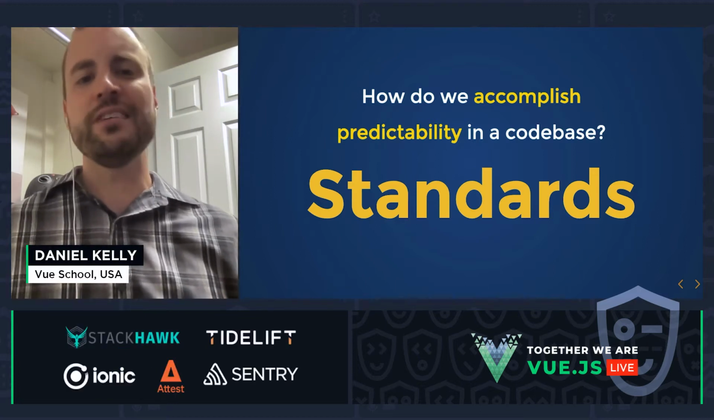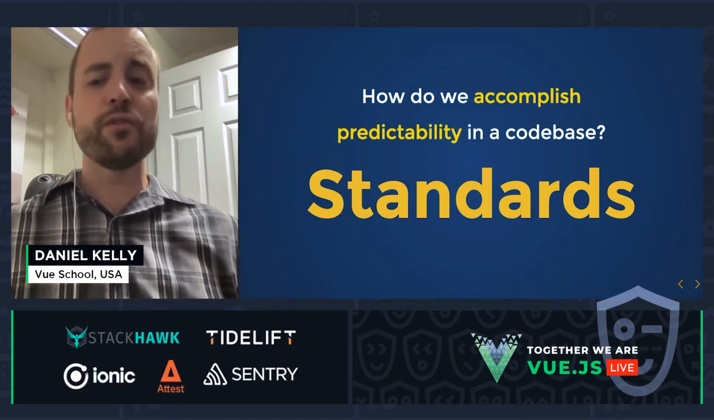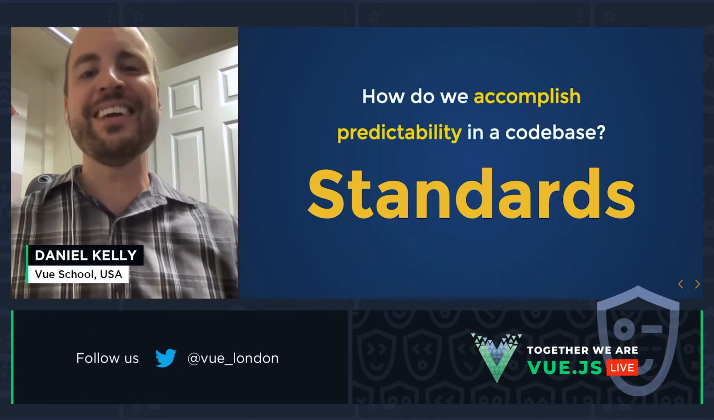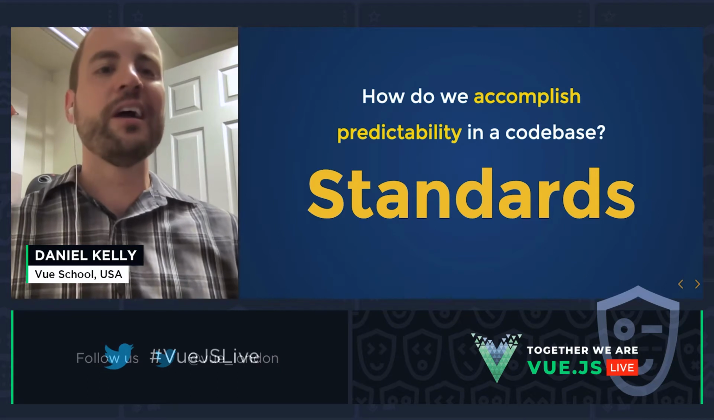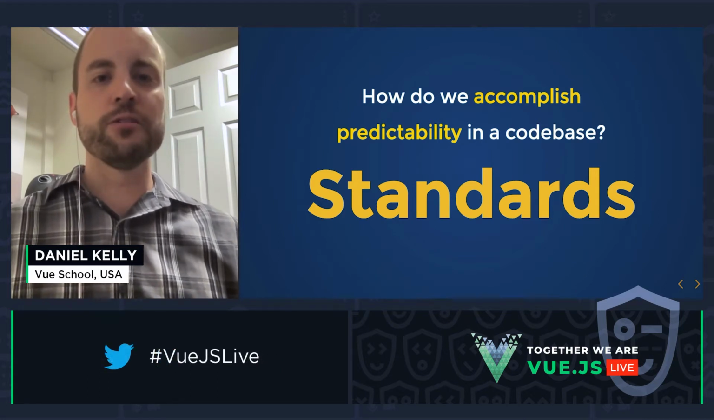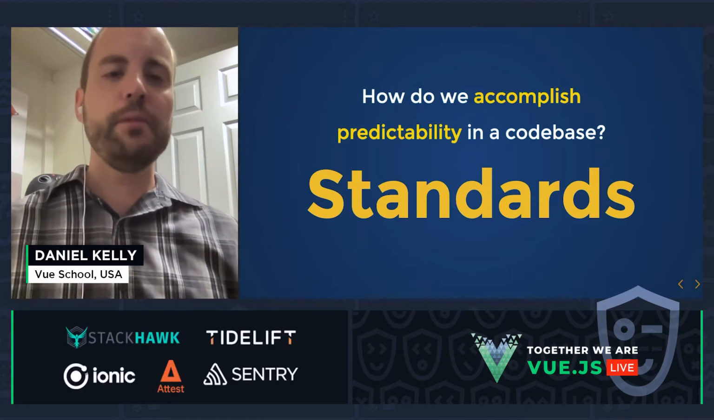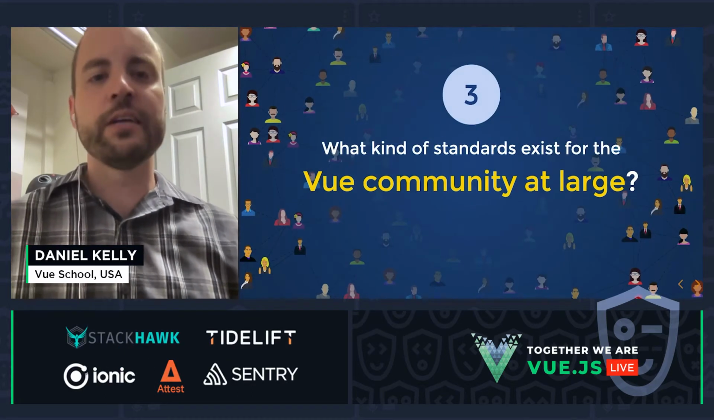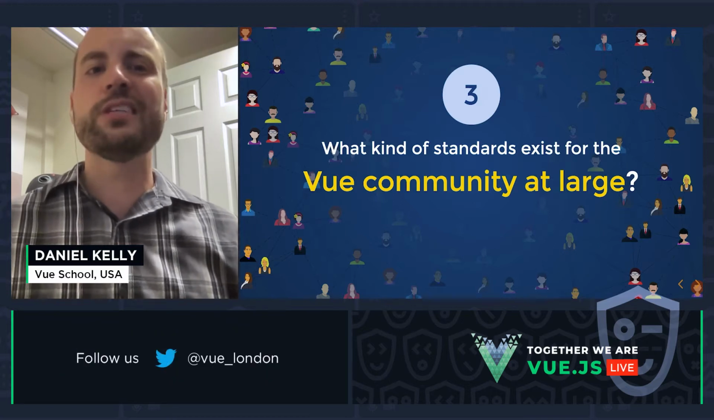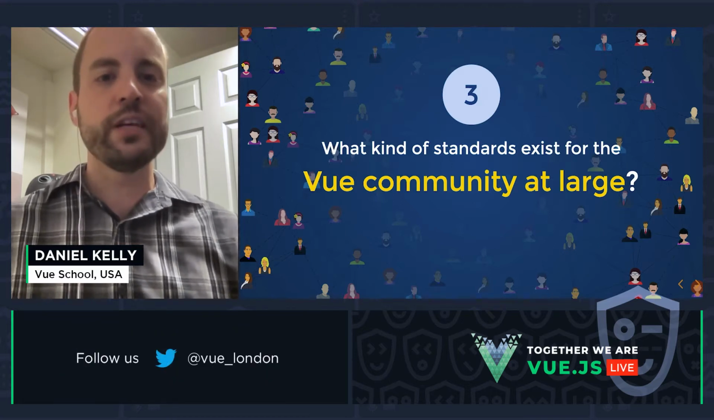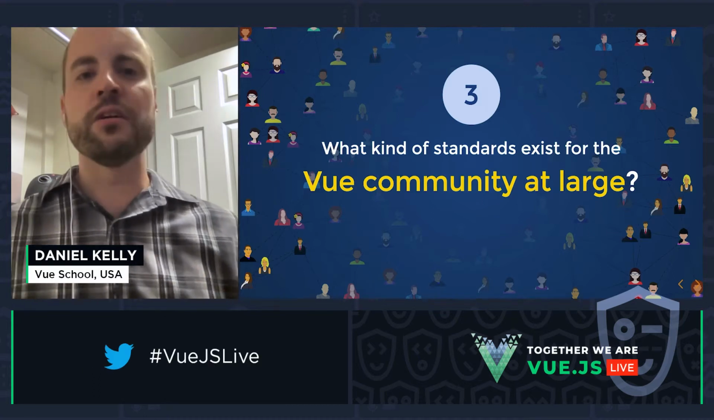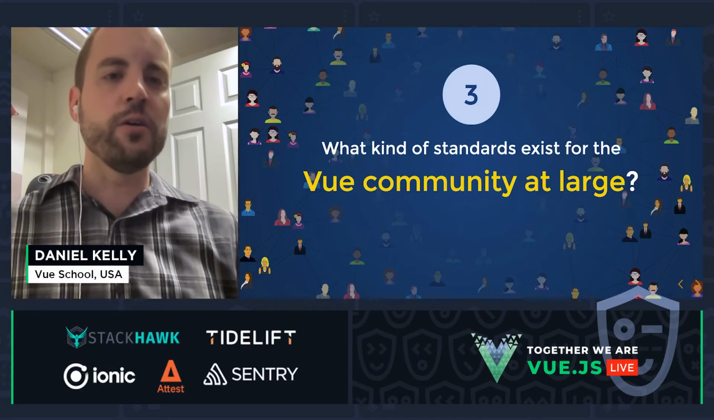All right, now, once again, I'm not saying standards is a silver bullet. It's not something that's going to solve all your development woes, but I think it's the single largest predictor of a maintainable code base if you're following the standards. That begs the question, what kind of standards exist for the Vue community at large? What are those standards out there that we can all share together and all know about, whether we're working by ourselves, on a small team, or anywhere across the world?